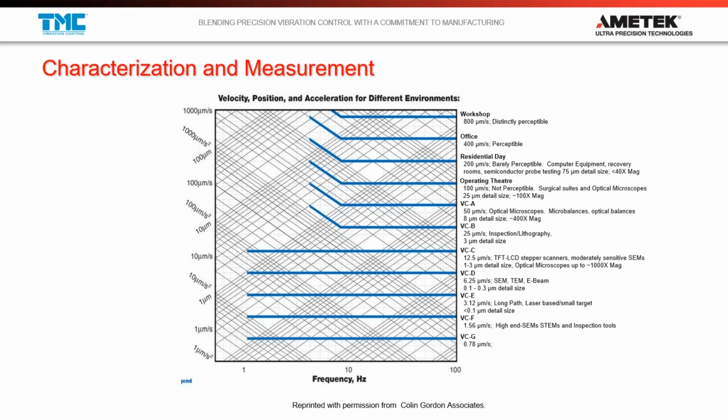But once we start getting down to really sensitive instruments, we start using VCA, vibration criterion A, B, C, D, E, F. And we get into the E, F, and G. This is where we're talking nowadays. We're seeing more and more instruments saying this instrument needs to be installed in a VCE, VCF, or VCG environment, which are extremely difficult, very low levels of vibration in a facility.